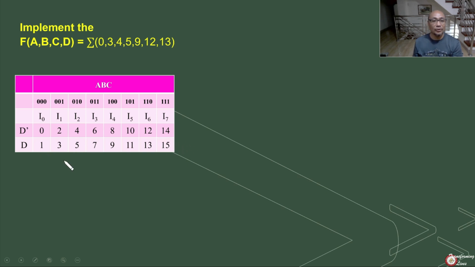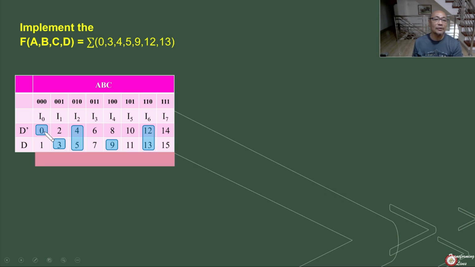How are we going to get the equation for our multiplexer? Let us first put our minterms in our table. For example, 0, so this will be 0. Then we have 3, 4, and 5, 9, 12, and 13. From these combinations, or minterms, we will derive now our equation.